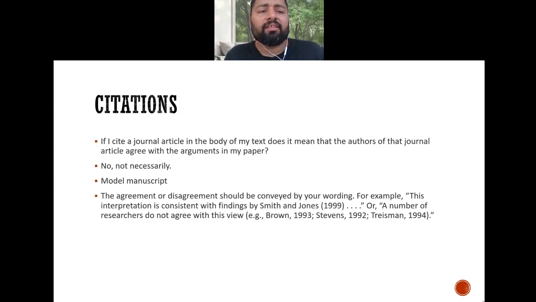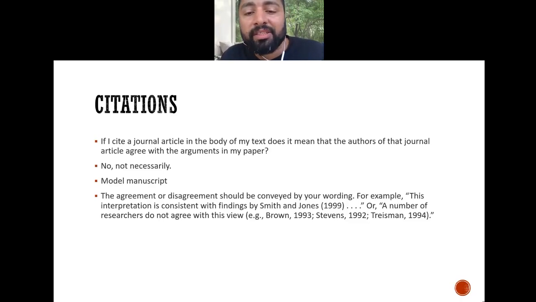There is a question: if I cite a journal article in the body of my text, does it mean that the authors of that journal article agree with the arguments in my paper? Somebody may have confusion about agreement and disagreement. If you disagree with the author's findings, you can also cite. If you agree with the findings, you can also state that. Both ways you can cite. Anyway, you need to explain the author's findings, and after that you can cite, whether you agree or do not agree with that author's finding. This is a model you can adopt.